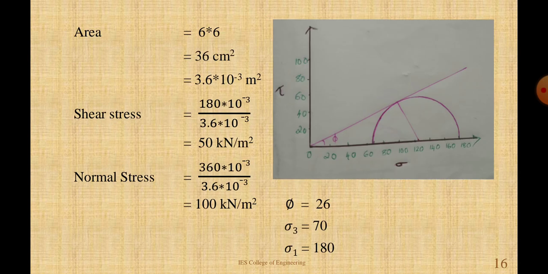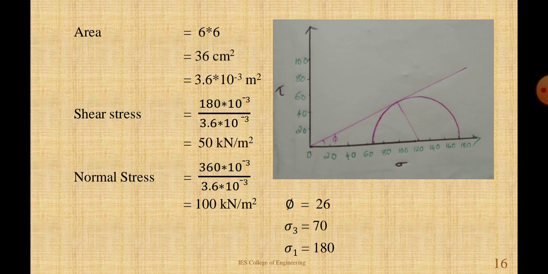We know the shear box is a square box and the area of the square is equal to A squared. Therefore, area is equal to 6 into 6, that is equal to 36 centimeter square, that is equal to 3.6 into 10 raised to minus 3 meter square. Therefore, shear stress is equal to 180 into 10 raised to minus 3 divided by 3.6 into 10 raised to minus 3, that is equal to 50 kilonewton per meter square. Normal stress is equal to 360 into 10 raised to minus 3 divided by 3.6 into 10 raised to minus 3, that is equal to 100 kilonewton per meter square.